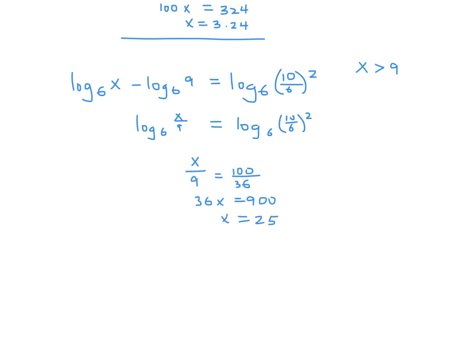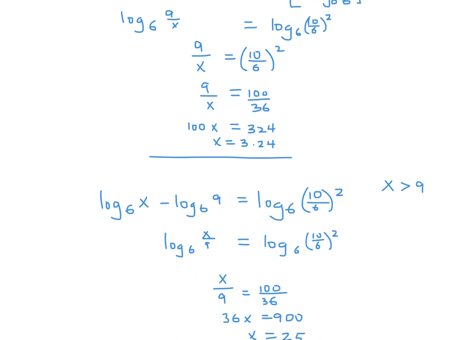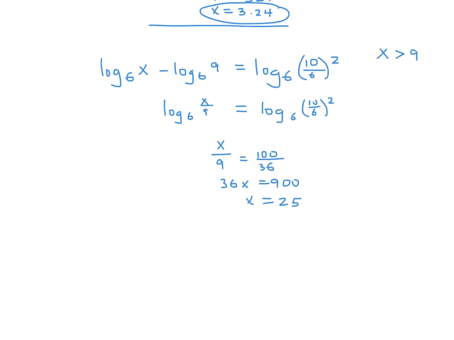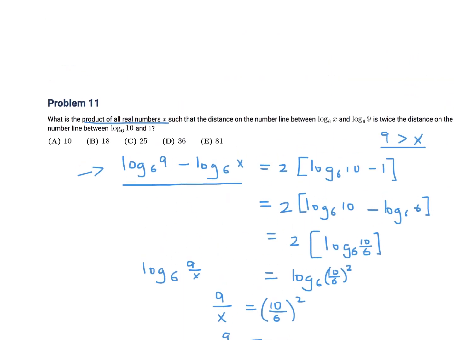So I think what they wanted was what? The product or something? Yeah, the product of all the real numbers. Okay, so we had this one and this one, so we have to multiply them. So 3.24 times 25, and that is, I believe, 81. So 81 is the answer. That would mean E for number 11.